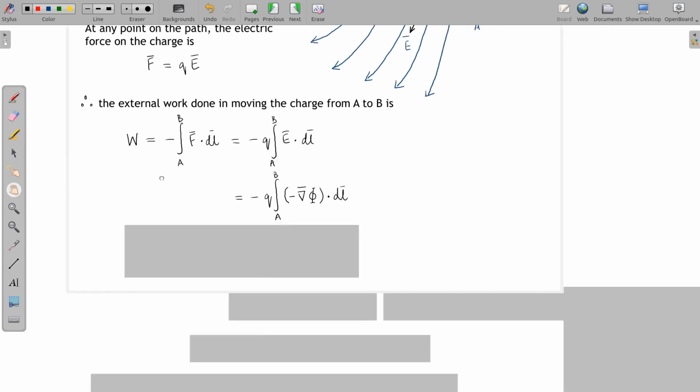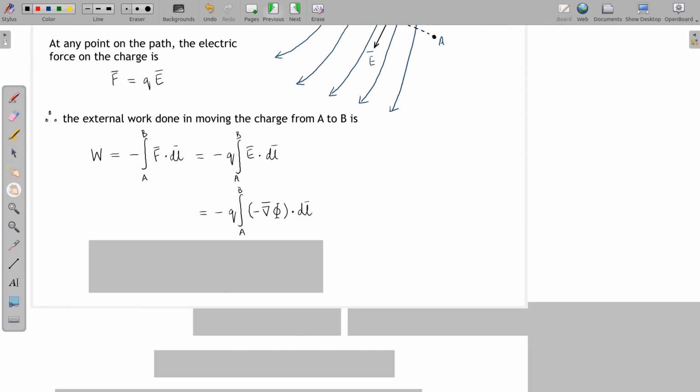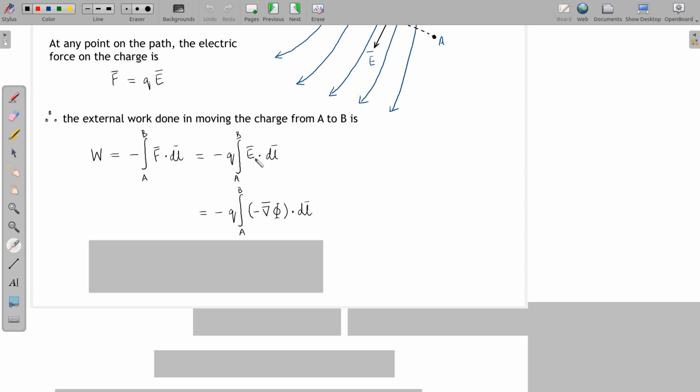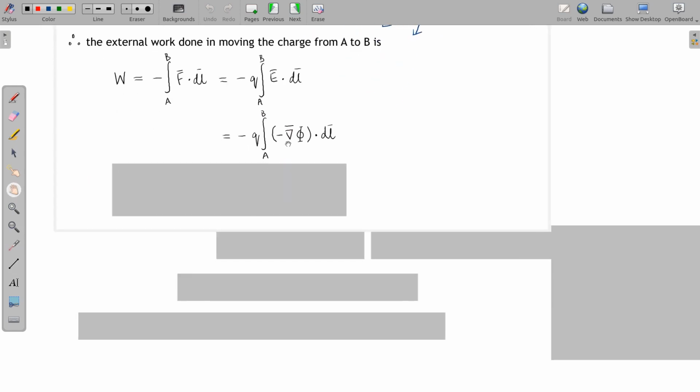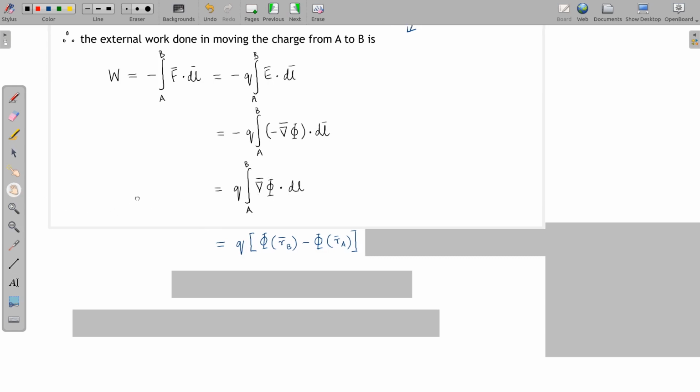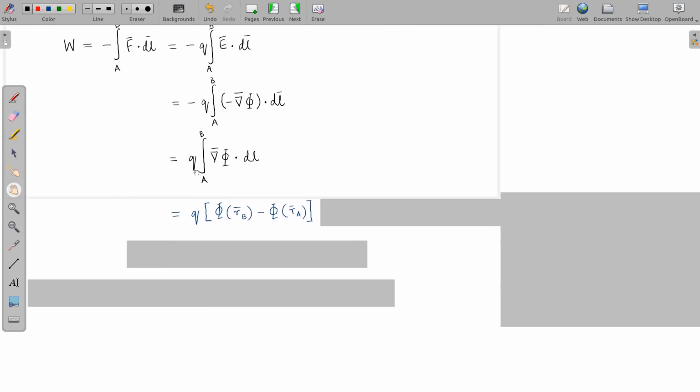Okay, so now what we have is electric field. We saw the electric field can be written as a negative gradient of some scalar field, and that scalar field happens to be the scalar electric potential. So we express this electric field in terms of the scalar potential, that is minus gradient of some scalar potential phi. So we have minus Q integration from A to B of minus gradient phi dot dl. So this minus and minus will get cancelled, and then we will get Q times the integration from A to B of gradient phi dot dl, and this is going to turn out to be Q times the value whenever we integrate this. This is from the fundamental theorem of gradients.